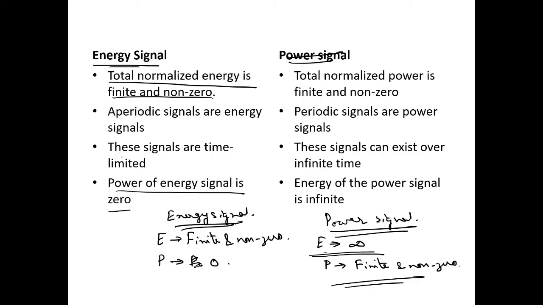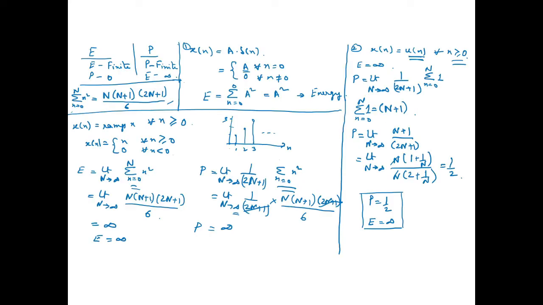And again, I told you that these signals, energy signals and power signals, are not time limited; these signals can exist over infinite time. And I also told you power signals are usually periodic signals, and energy signals will obviously be aperiodic signals. Now here I have just written what I have told you. For an energy signal, energy is finite and power is zero. And for a power signal, power is finite and energy is infinite.